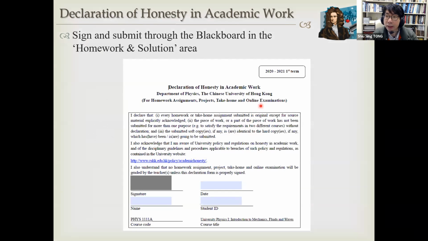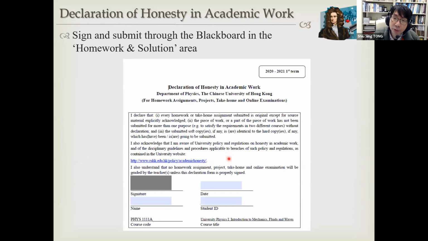Now, I've sent an email to you before the class, right? And I urge you to submit the Declaration of Honesty in Academic Work Statement. If you log in to Blackboard, click the homework and solution area, and you find the first homework. The first homework is not a homework at all. It is the declaration form.